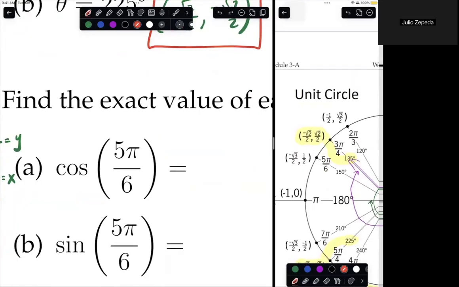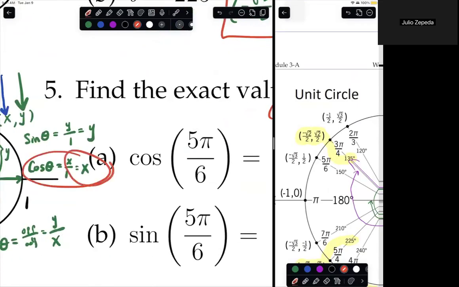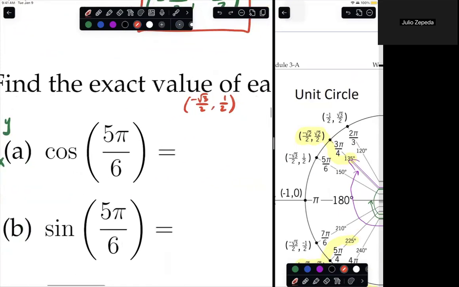So here's 5 pi over 6 on the unit circle. The associated point, I'm going to write it down. It is negative root 3 over 2, comma 1/2. And so the cosine of theta is just the x value in that associated point. So again, if you have the unit circle, then the answer is just the x value, negative root 3 over 2. And it's nice and simple.